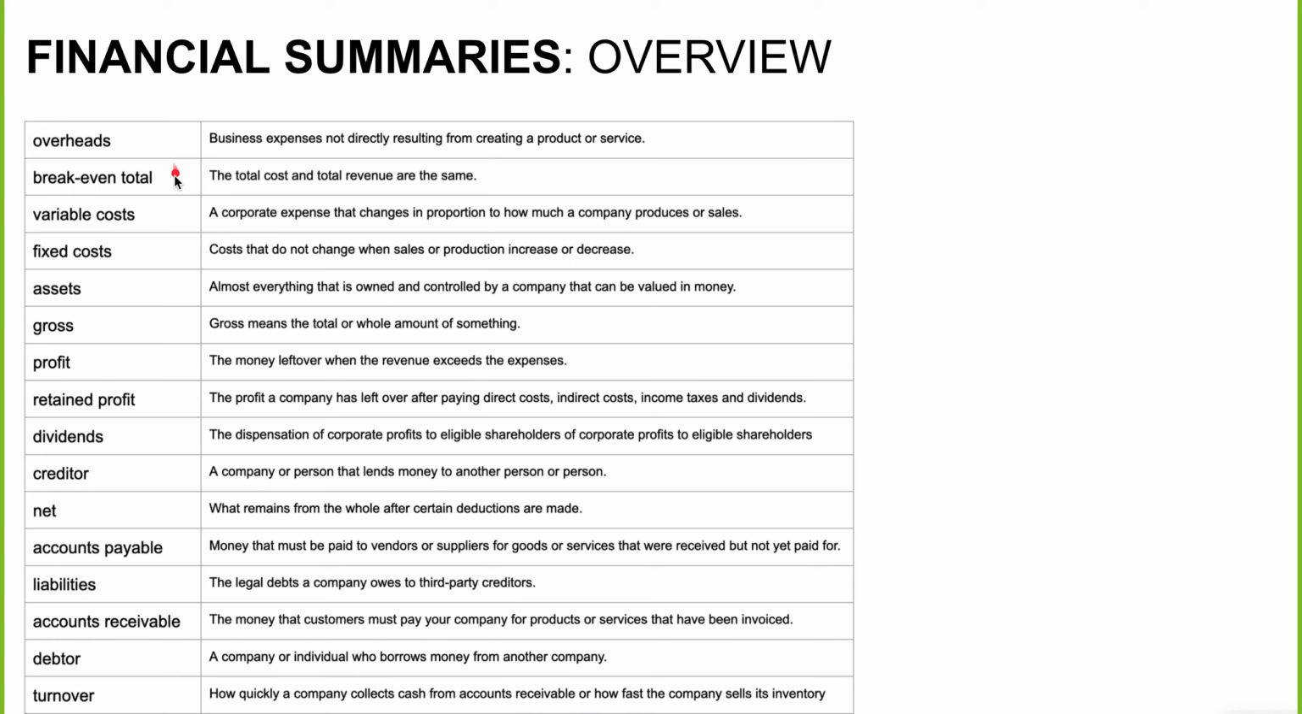We have overheads, break-even totals, variable cost, fixed cost, assets, gross, profit, retained profit, dividends, creditor, net, accounts payable, liabilities, accounts receivable, debtor, and turnover. These are the terms we will be looking at today.